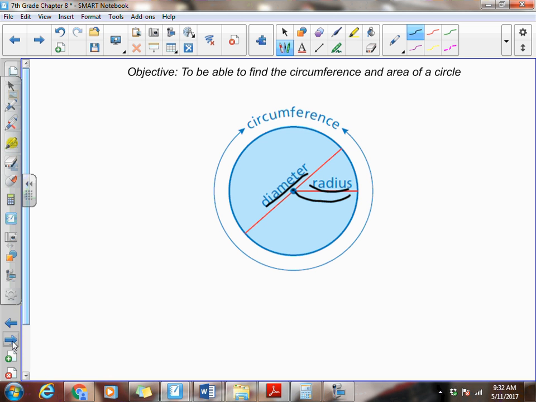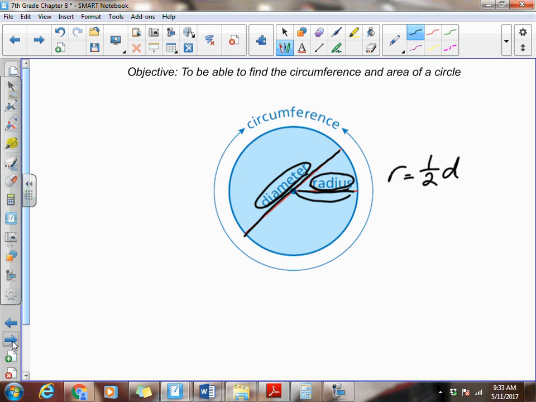Radius will always be half of the diameter, and I like to remember that diameter is a longer word, so it's a longer measurement, and radius is a shorter word, so it is the shorter measurement. And again, if you want this for your notes, radius is half of the diameter.